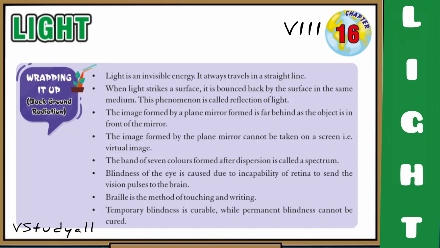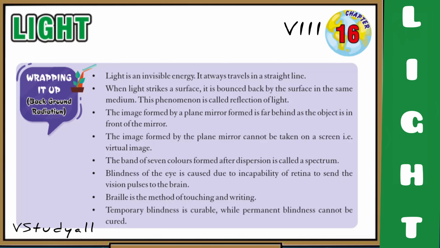Let's see some points. Light is an invisible energy. It always travels in a straight line. When light strikes a surface, it is bounced back by the surface in the same medium, and this phenomenon is called reflection of light. The image formed by a plane mirror is as far behind the mirror as the object is in front of the mirror. The image formed by a plane mirror cannot be taken on a screen, that is, it is a virtual image.